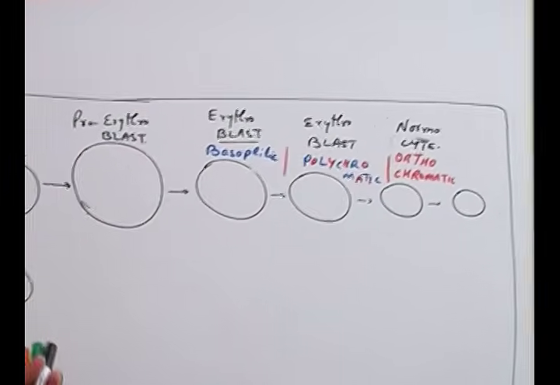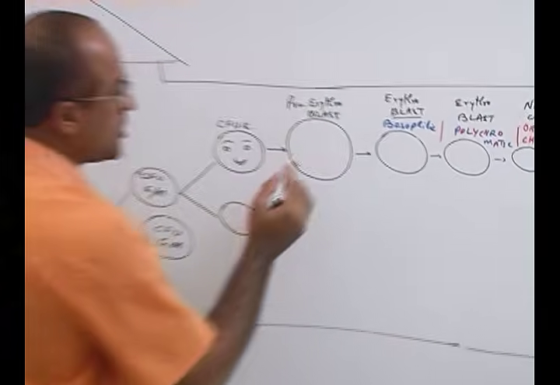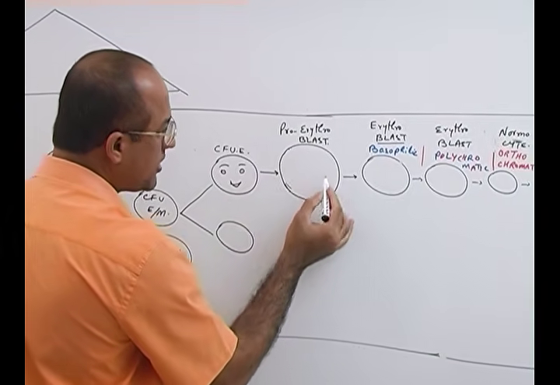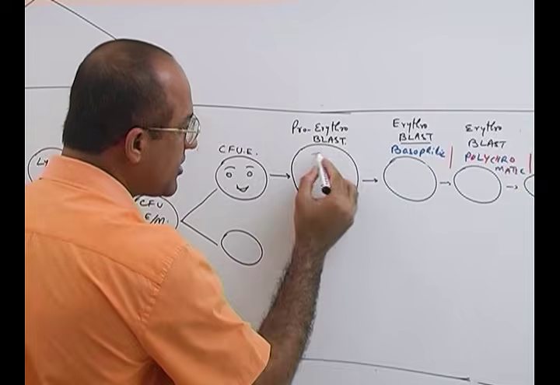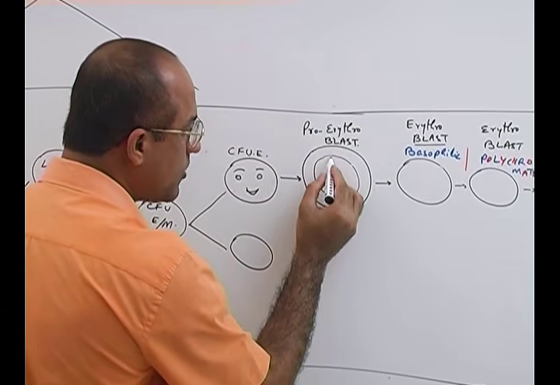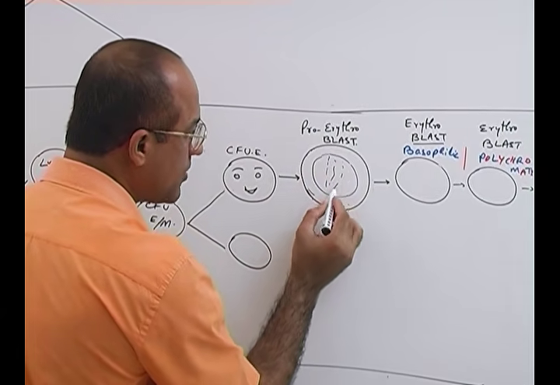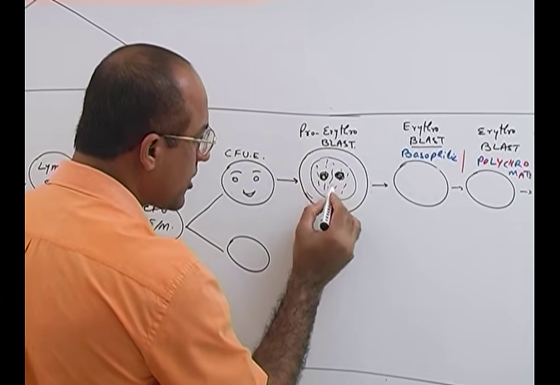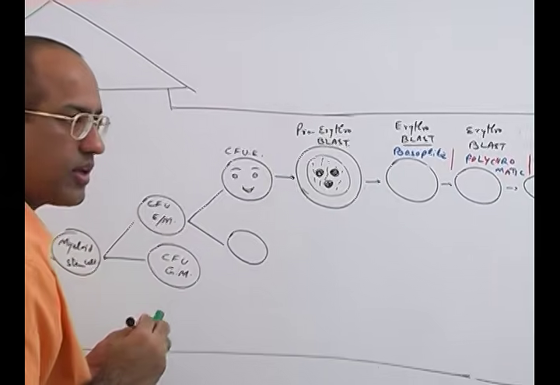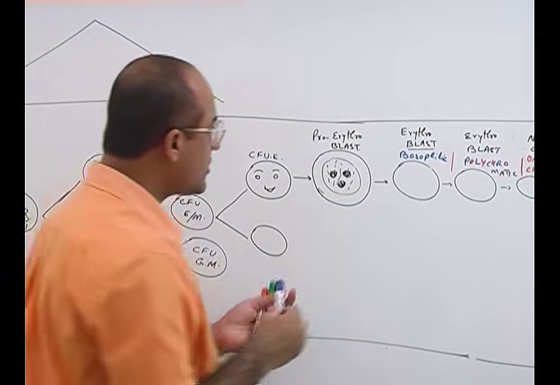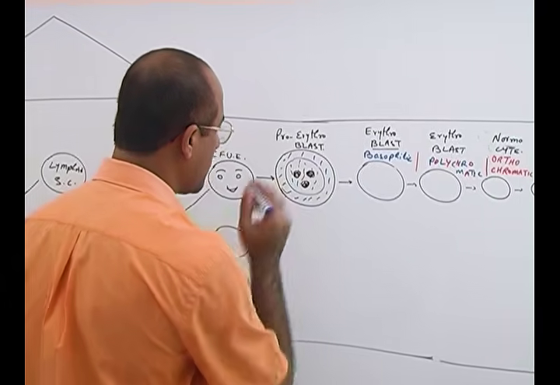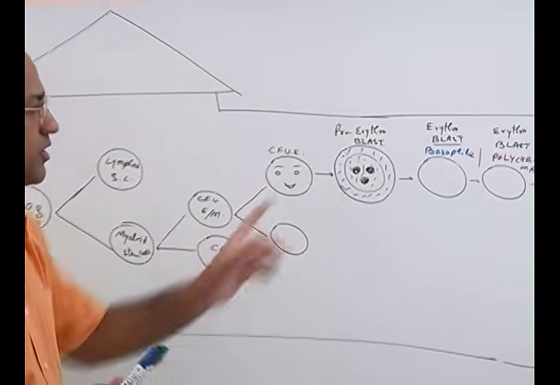Now, let me tell you about their nuclear situation. In the proerythroblast, the nucleus is very large, it has very fine chromatin, and it has prominent nucleoli. The cytoplasm is basophilic, blue. Now let me tell you why it is so.